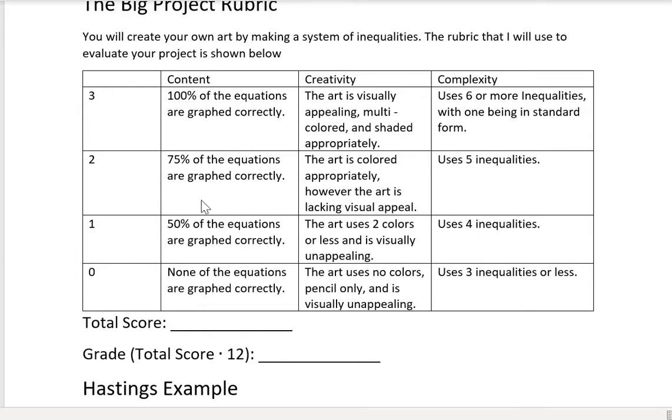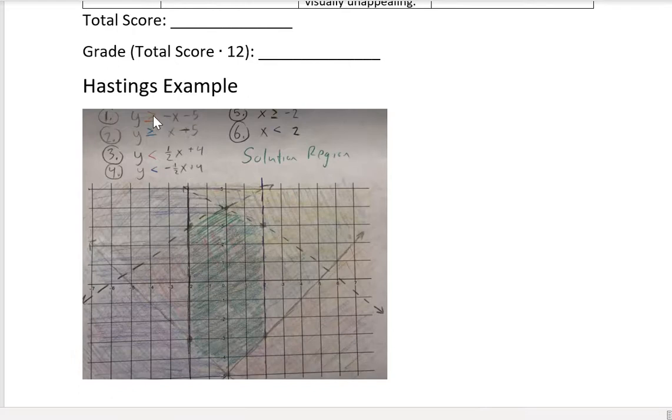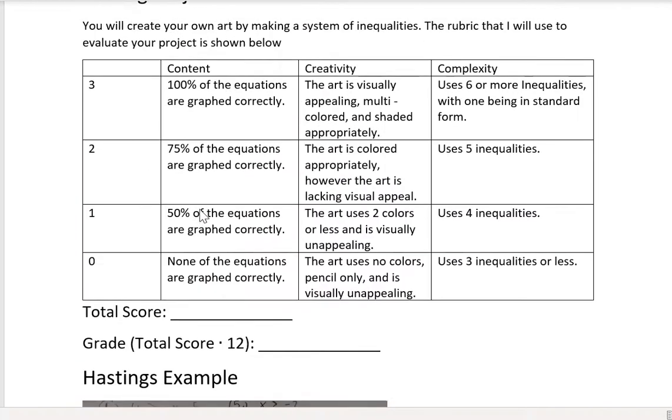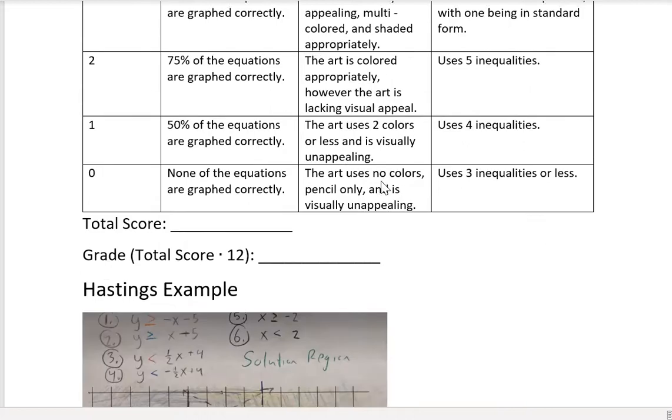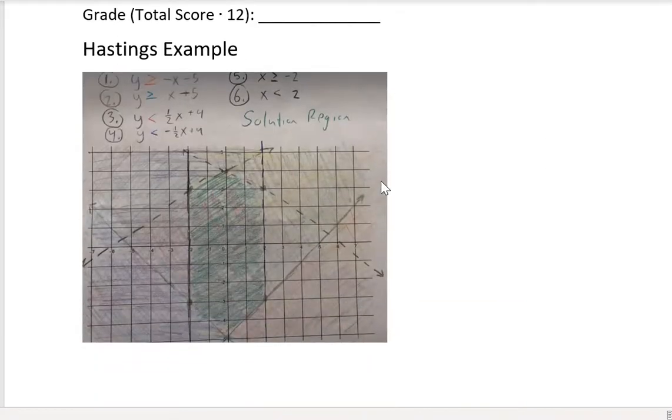Let's go back to my example. I have 6 lines, and they are all graphed correctly, so I would score 3 total points. How about creativity? The art is visually appealing, multicolored, and shaded appropriately. Well, visually appealing is very subjective. Some of you are absolute artists, and you would consider this not that appealing. But you can see that I put a little effort in to make a shape, and so long as I can tell that you put in effort, you will get credit.